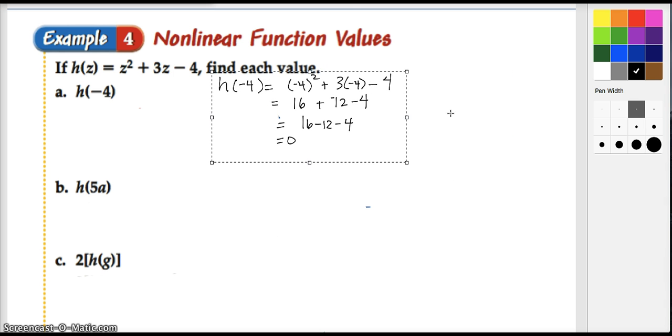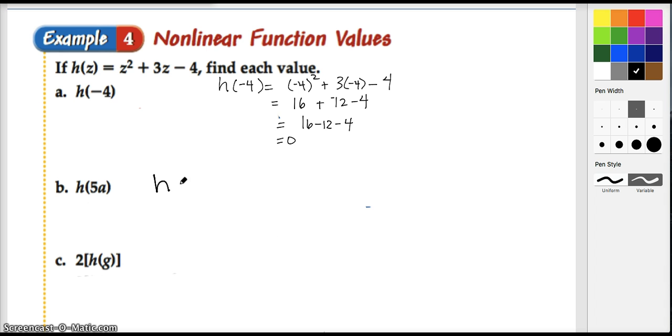I'm going to make that a little bit smaller so I can keep on working. If you look over here, we've got the same function that we're working with, right? Same nonlinear function. H of blank equals blank squared plus 3 times blank minus 4. I'm going to put 5a in all of my blanks. And I'm going to just process this whole thing, right? I'm going to do the problem.